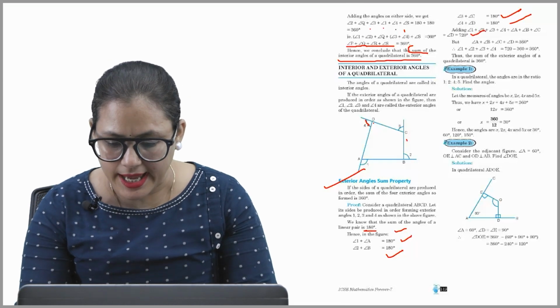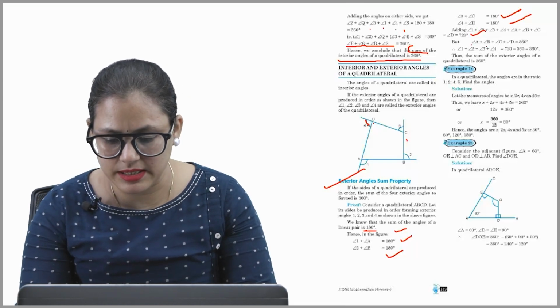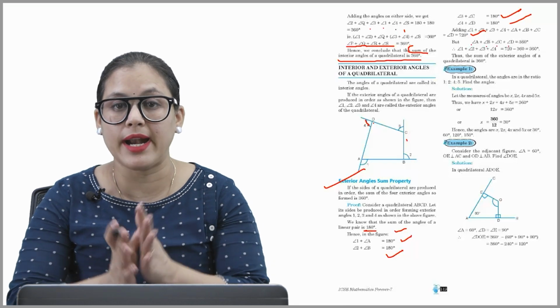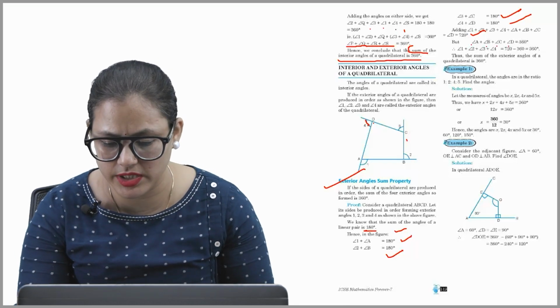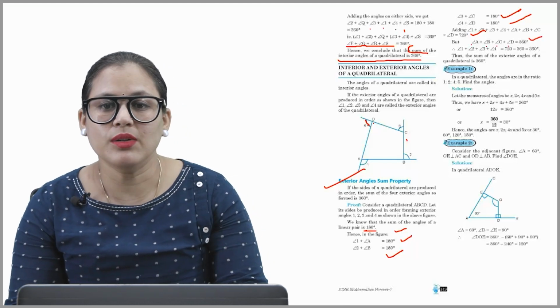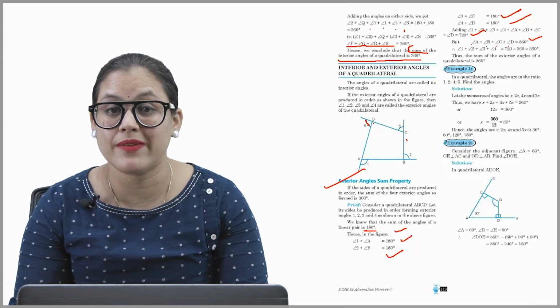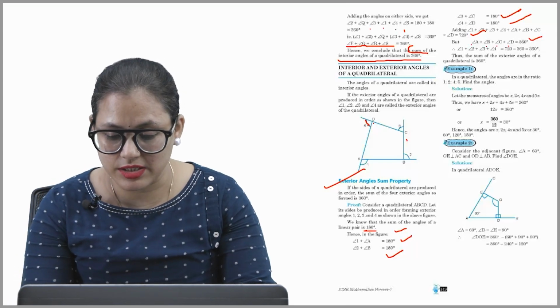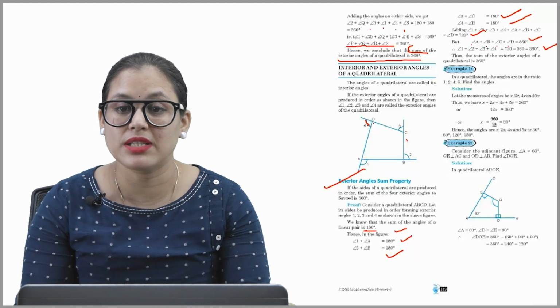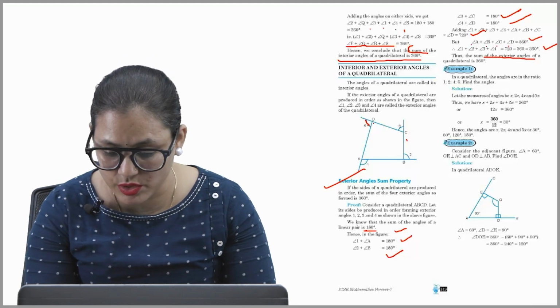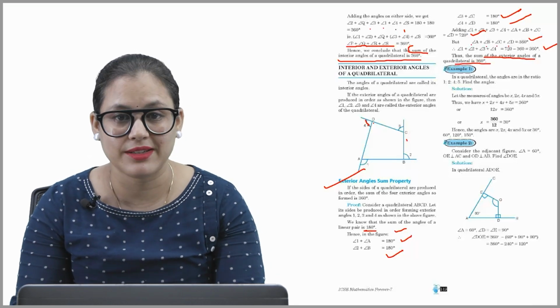Okay, but angle A, angle B, angle C and angle D, on adding all these 4 angles, we get 360 degrees. So angle 1 plus angle 2 plus angle 3 plus angle 4 is what? 720 degrees minus 360 degrees is equal to 360 degrees. That means the sum of the exterior angles of a quadrilateral is also 360, right?